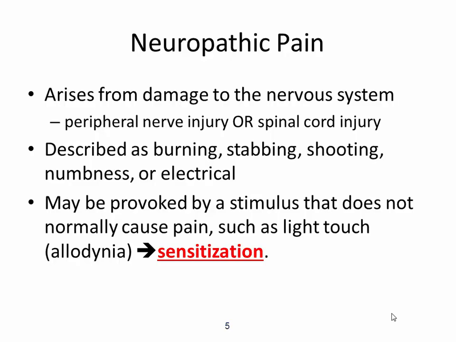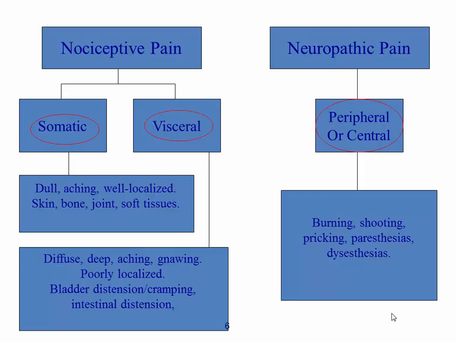Now, this type of pain may be provoked by a stimulus that usually does not cause normal pain. So if somebody has neuropathic pain in their arm and you lightly touch it, they may feel like you're really punching their arm or hurting it really badly. And this is called allodynia because that area has become sensitized in the setting of neuropathic pain. So if we put it all together, we have nociceptive and neuropathic pain, and then underneath that we could further describe it as somatic, visceral, peripheral, or central.